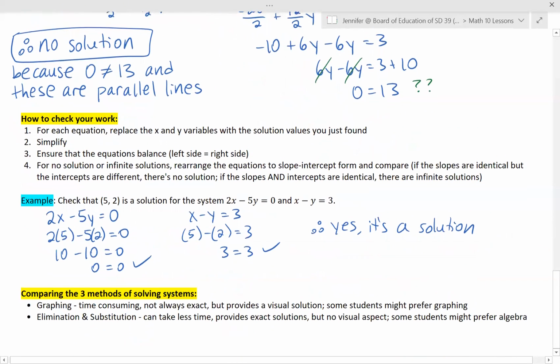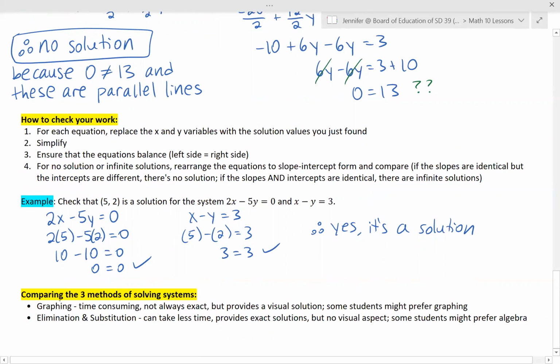To end off this lesson and the 3 methods that we've learned, just a brief comparison of the 3 different methods. So for graphing, the con is that it takes a bit more time because you have to convert the equations and set up the graphs. So graphing can be a bit time consuming. The other problem is it's not always exact. If lines don't go exactly through the grid lines, you kind of have to estimate what the intersection point is. But a pro is that it provides a visual solution, which helps a lot of people. And some students might just prefer graphing.